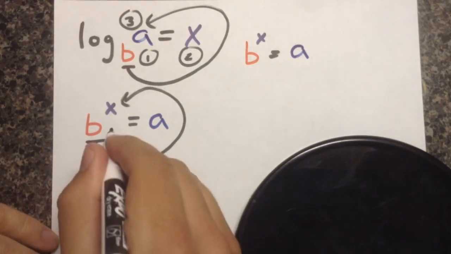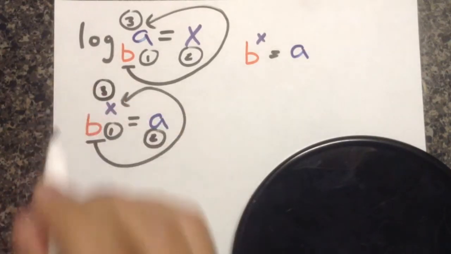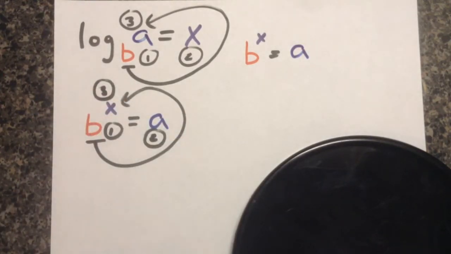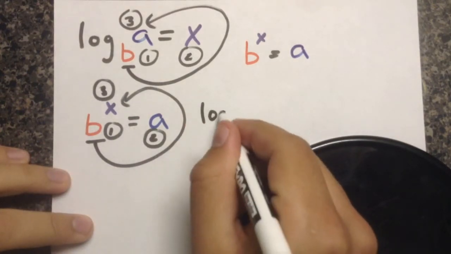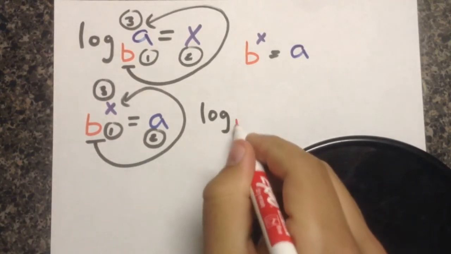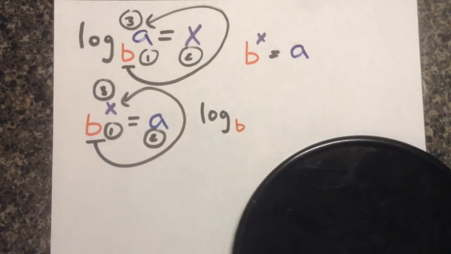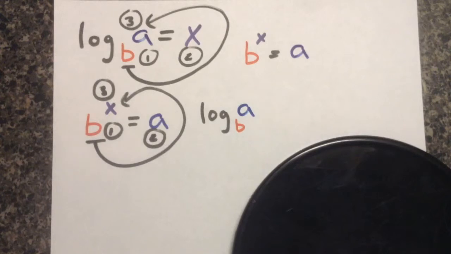So we start with the base as number 1 again, then a is 2, x is 3, so what we get, if we write this down correctly, is log, then write them down as you see them: start with the base of b, then number 2 is a, and finally we're going to say that that is equal to our exponent of x.